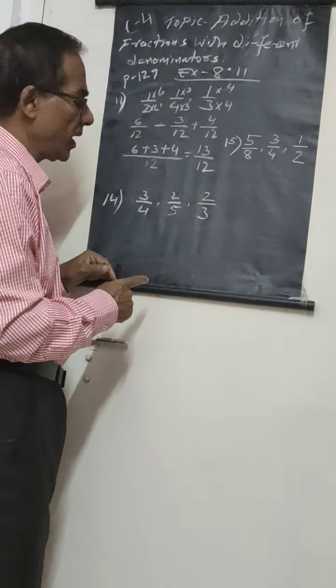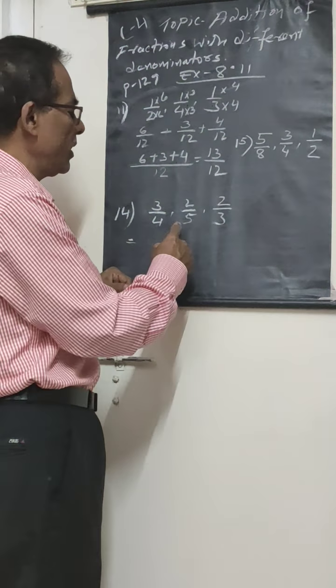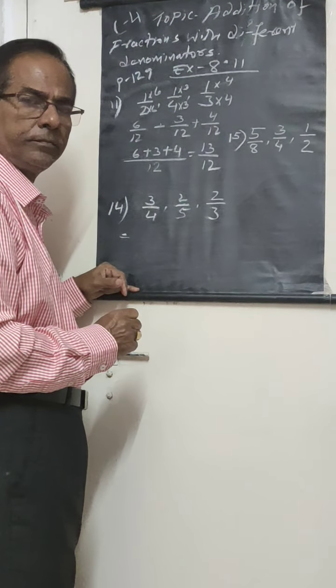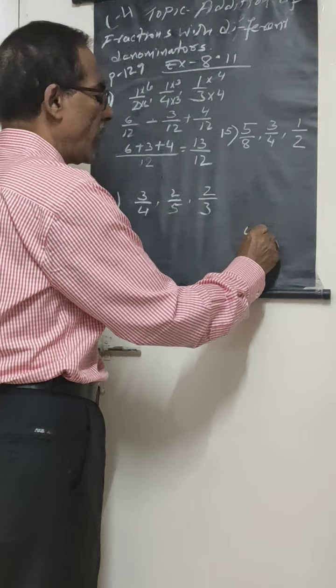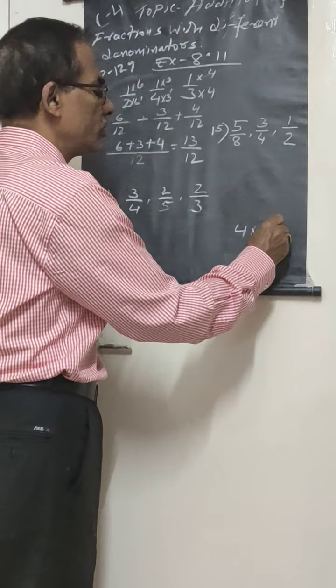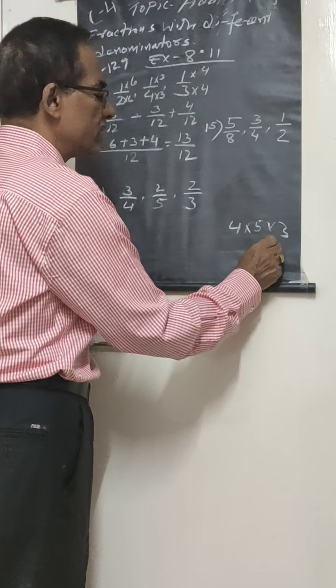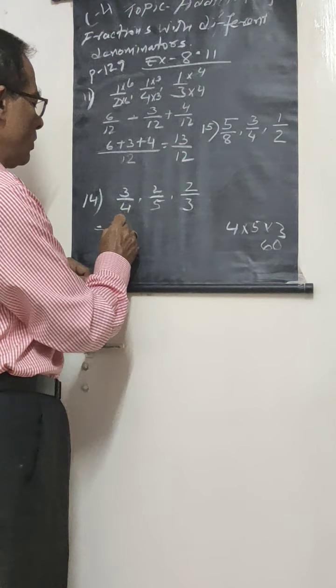If we are getting numbers like this, successive numbers 3, then 4, then 5, if you are getting this type of numbers one by one, then what to do? We have to multiply all the three numbers. That is 4 into 5 into 3. 4 5s are 20. 20 into 3, 60. So you have to convert this 4 as 60.